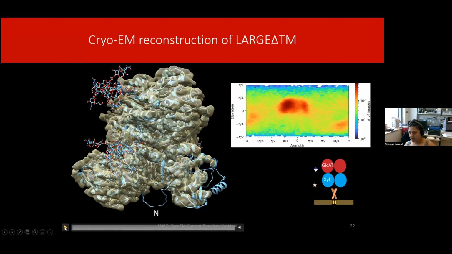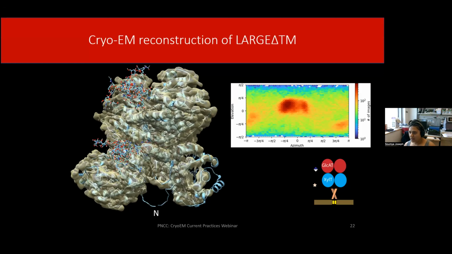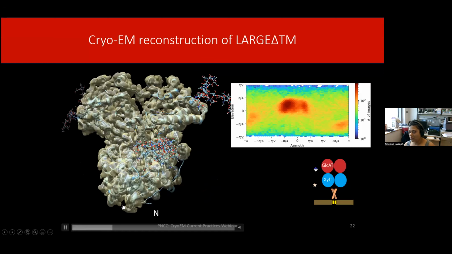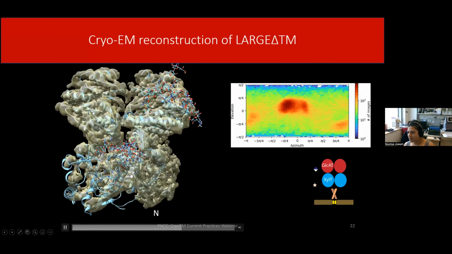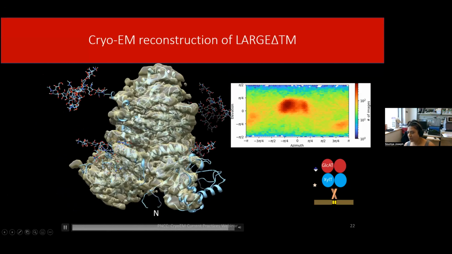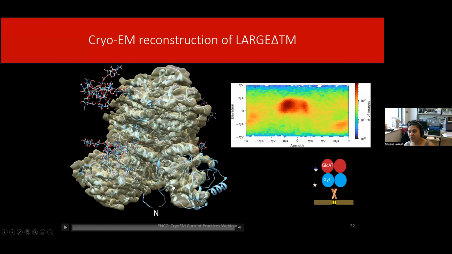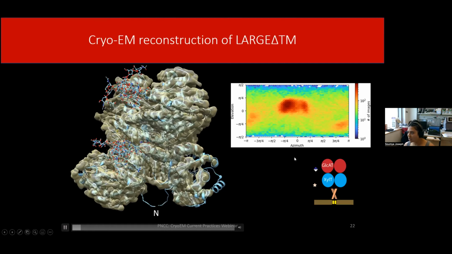So here is the DeepEMhancer enhanced volume of the LARGE1 dimer with the cartoon model of each of the monomers from AlphaFold modeled into it. I used Phenix real space refine to just refine it roughly into here, but Mick used Coot to actually go through each of the residues and correctly model in each of the residues.